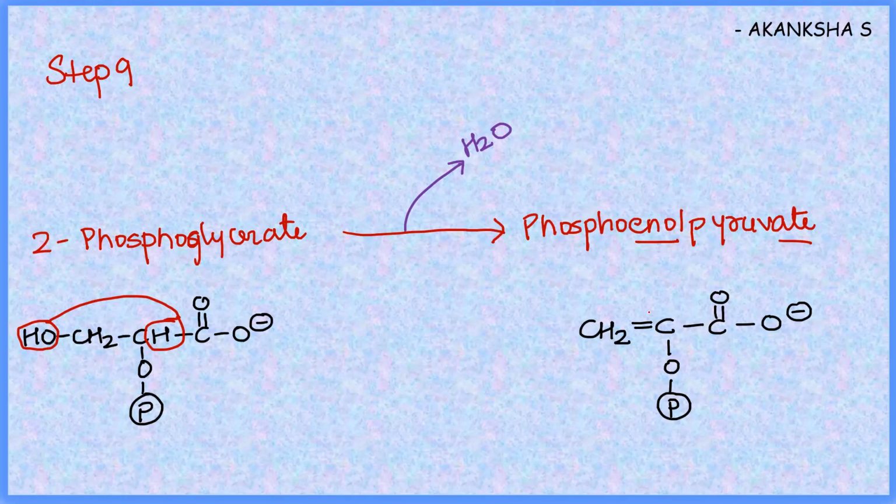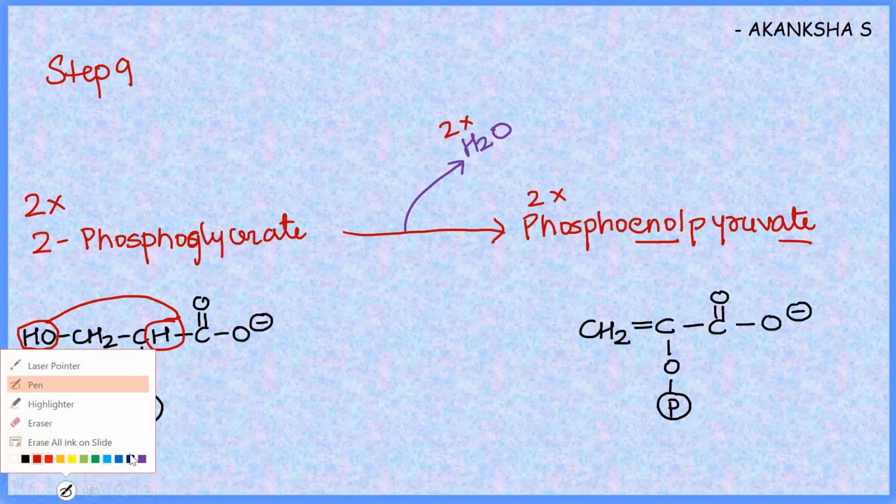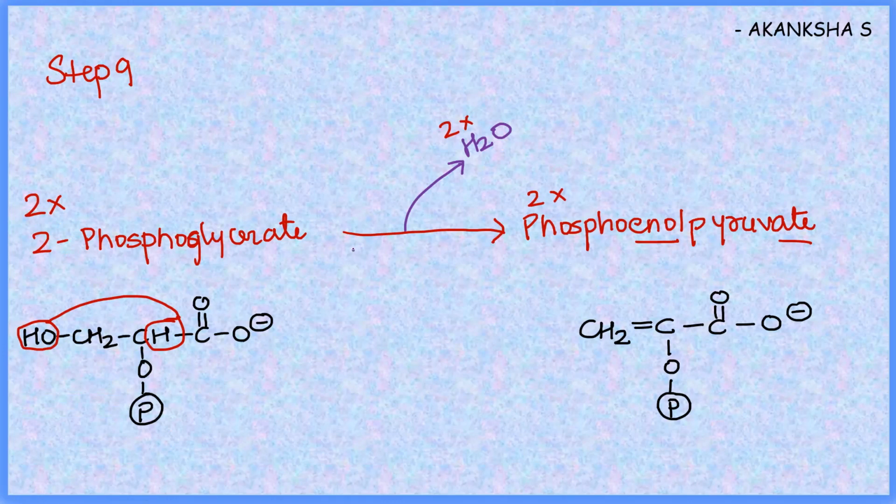And why did this conversion happen? Because one water molecule was released. Now see, 2 phosphoglycerate got converted to 2 phosphoenol pyruvate, right? So how many water molecules are released? 2 water molecules are released. Okay, and the formation requires an enzyme called enolase, an enzyme which is going to promote the formation of enol group or double bonded carbon group.